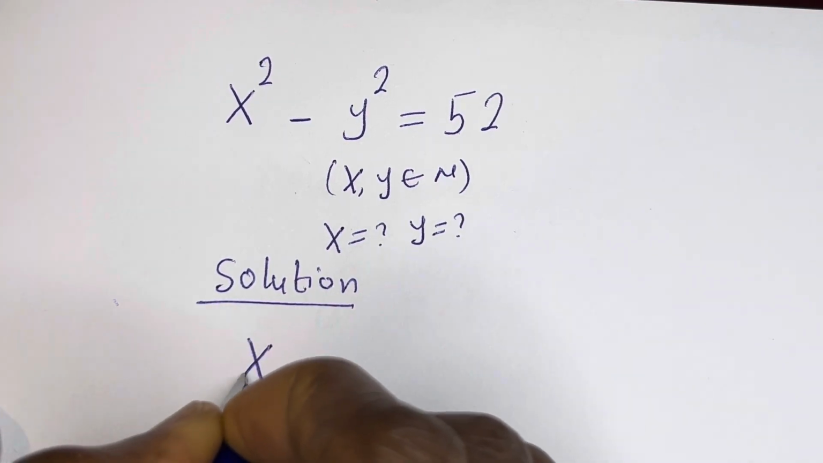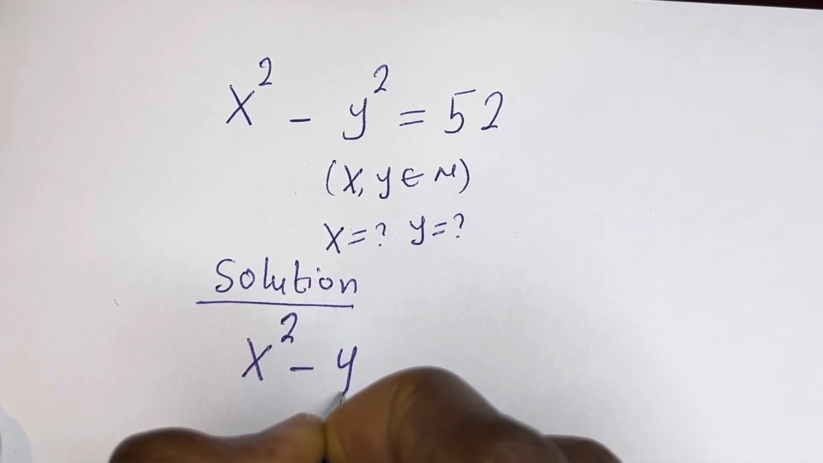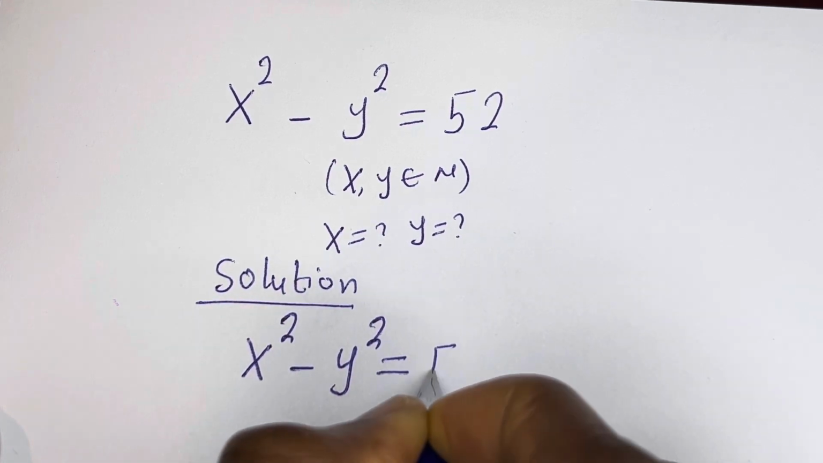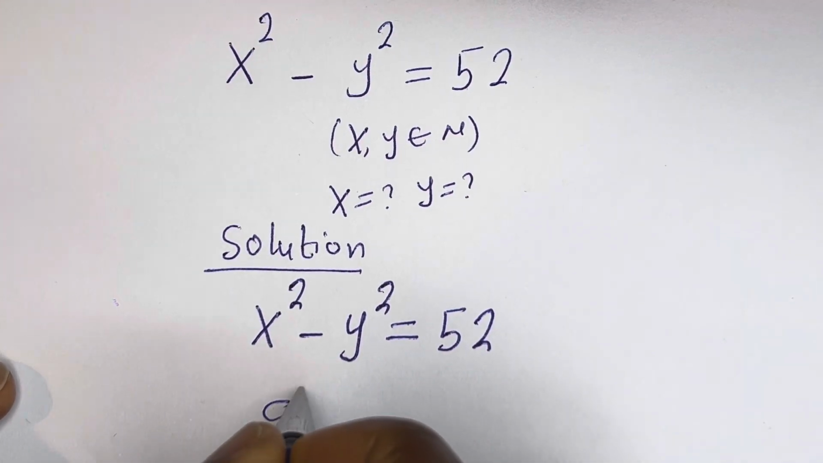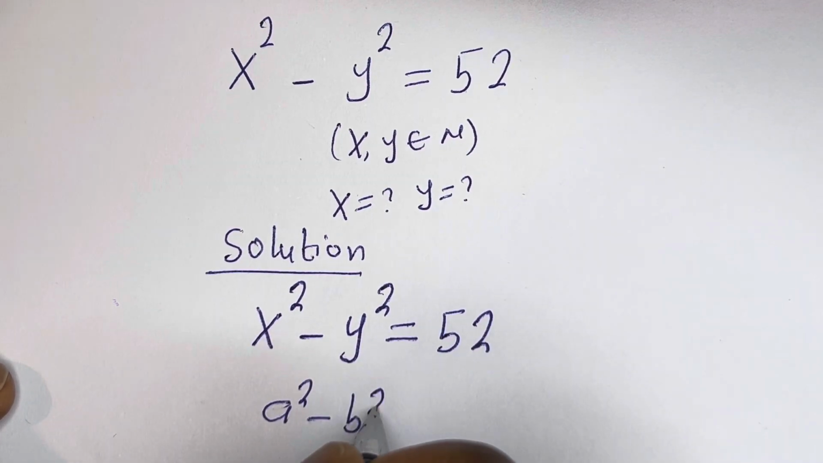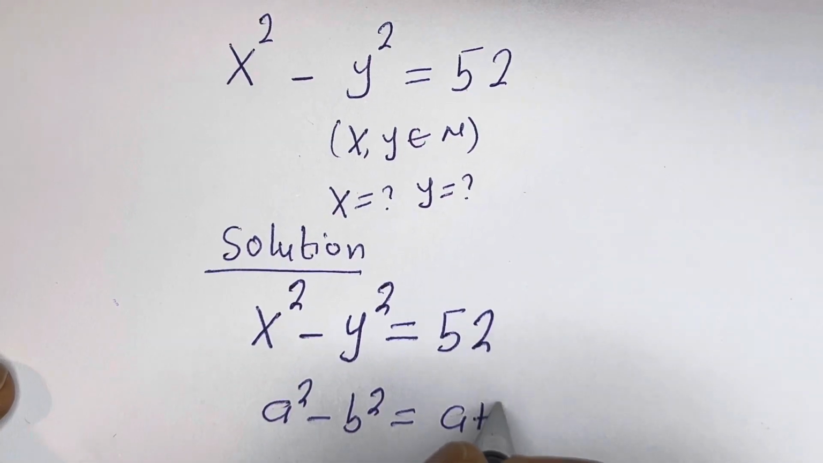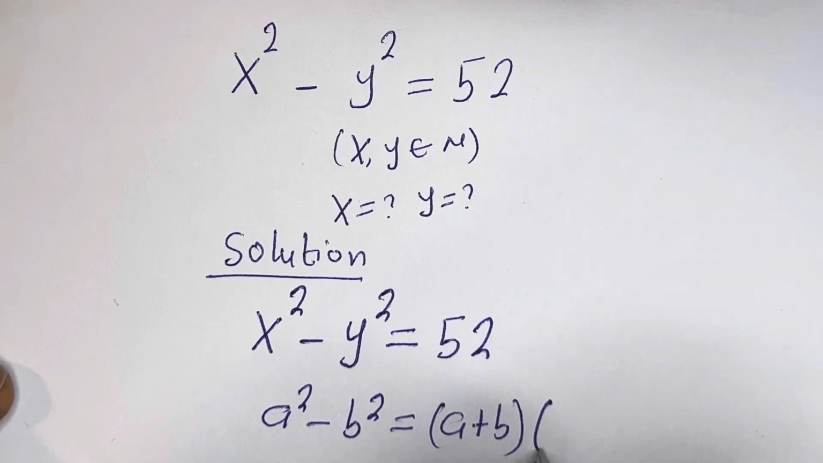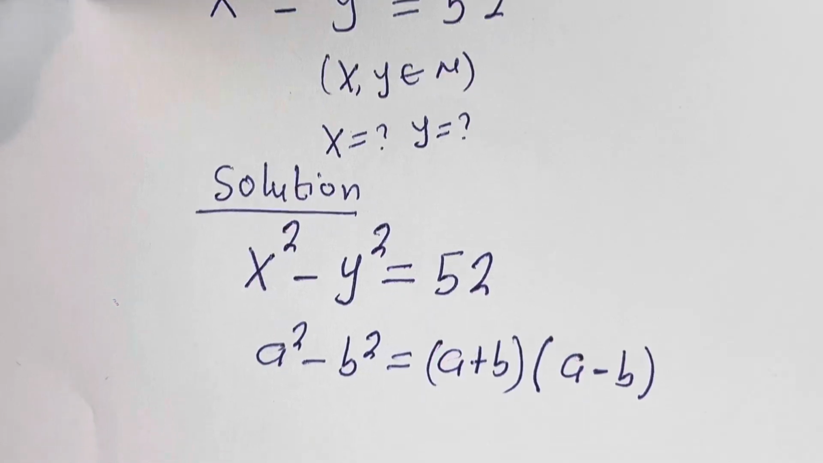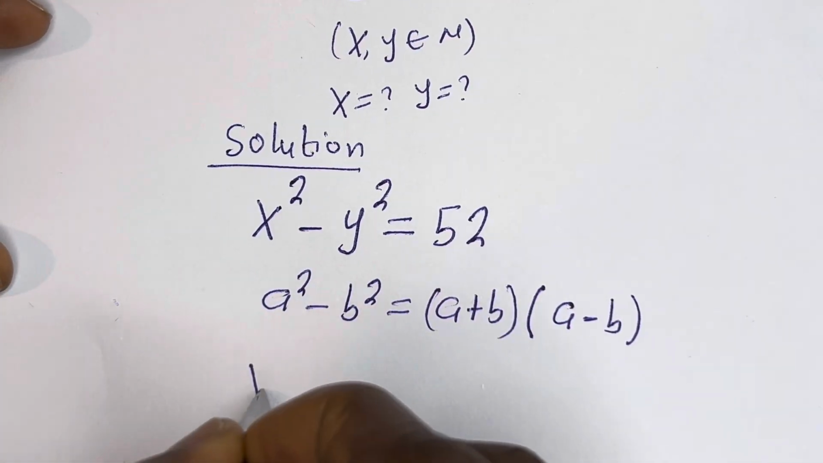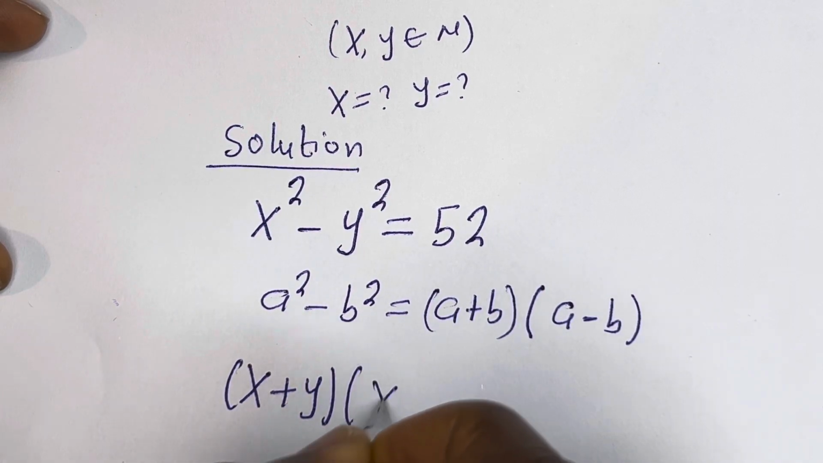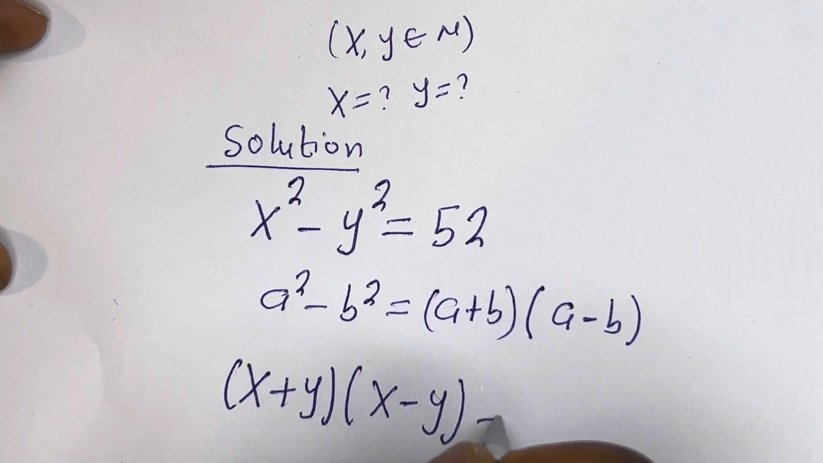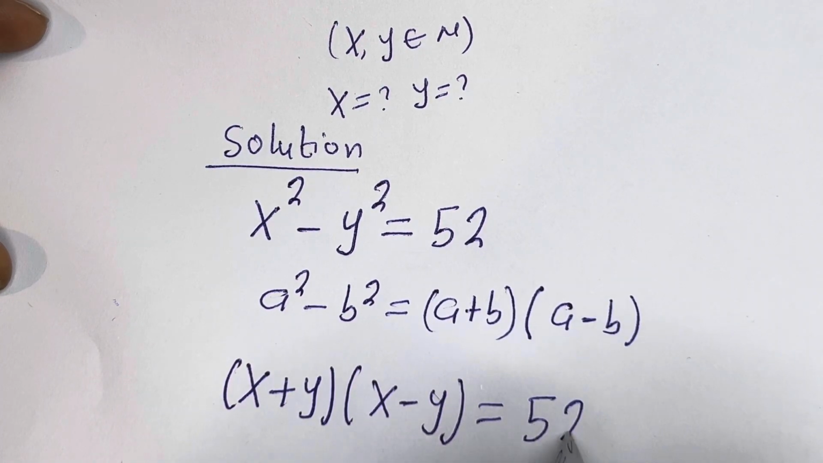You have x squared minus y squared is equal to 52. Then take note of this, that if you have a squared minus b squared, this is equal to (a plus b)(a minus b). Then this can be written as (x plus y)(x minus y) is equal to 52.